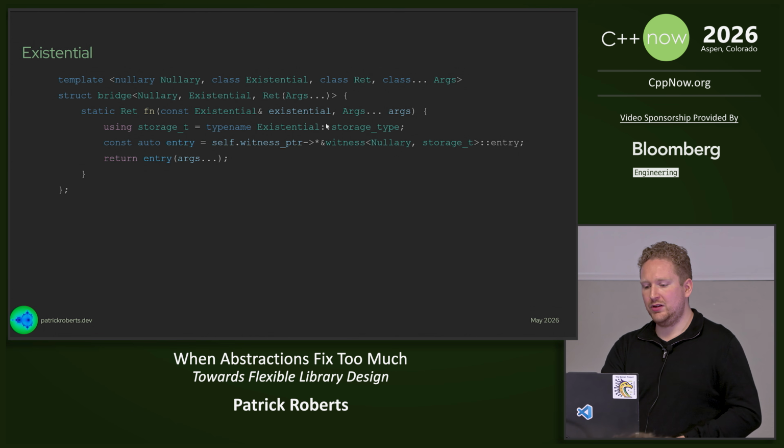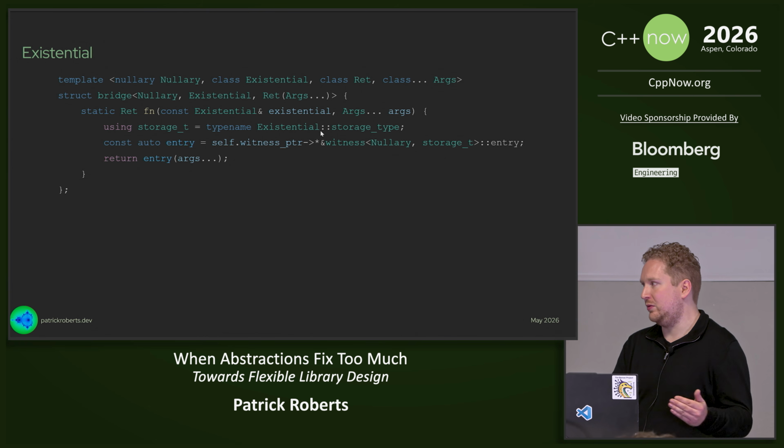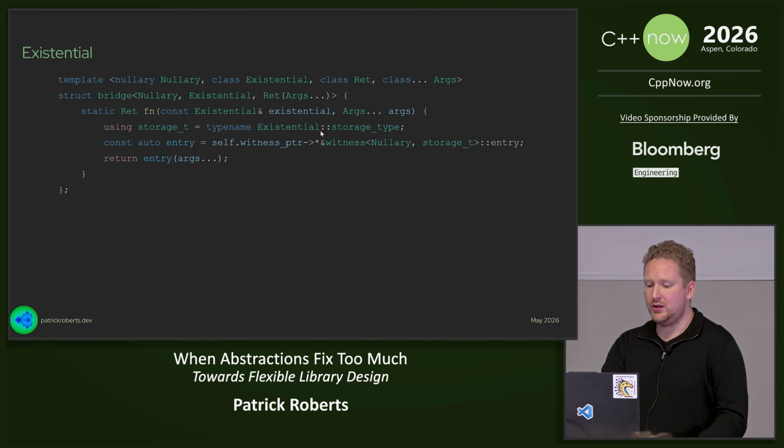But in this case, we get the storage type out of the existential. We access the witness pointer and then resolve the base class that has the function pointer for that particular capability. Now that we've obtained the function pointer through a runtime dispatch here, that's what this arrow star operator is, essentially a runtime dispatch similar to virtual dispatch. Then you can use that to invoke and forward through the rest of the arguments.